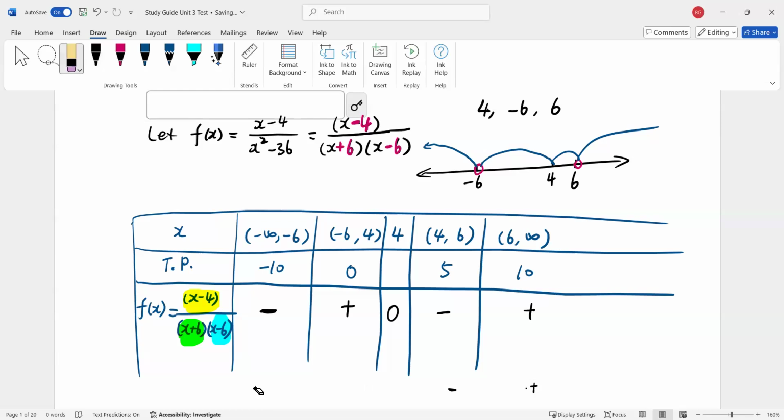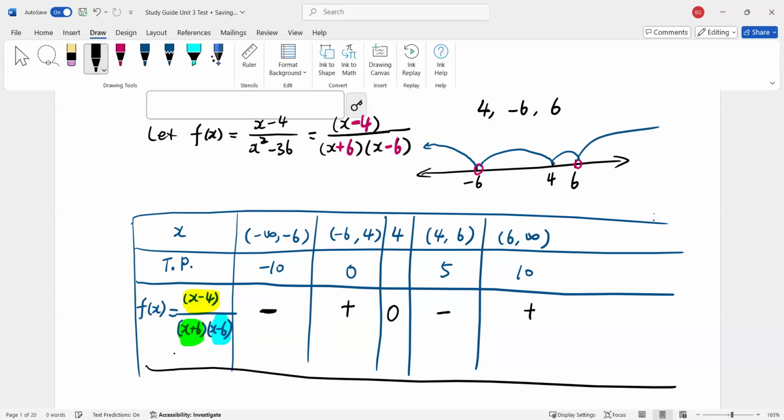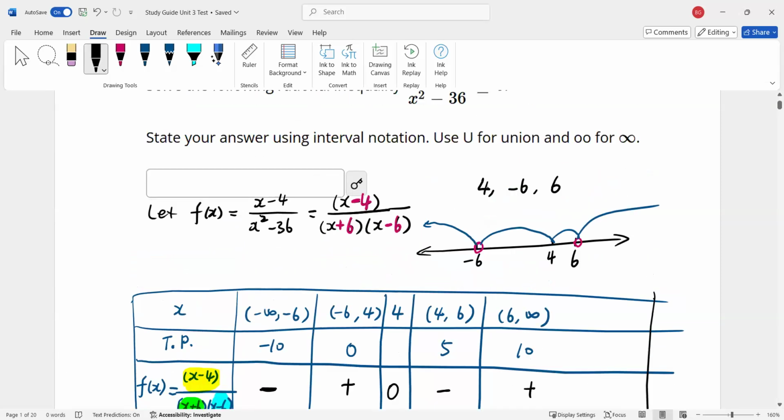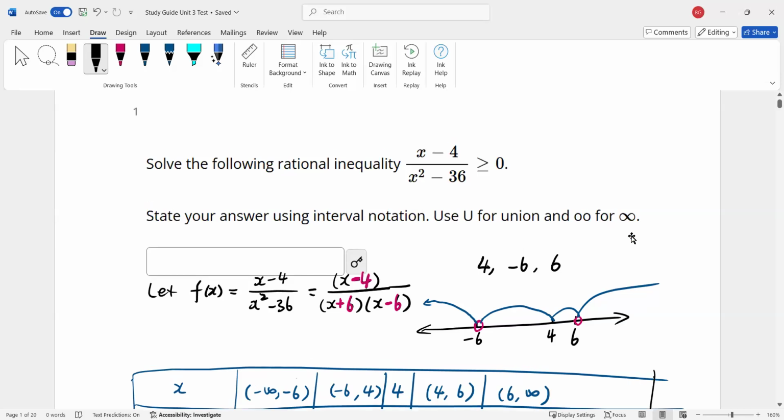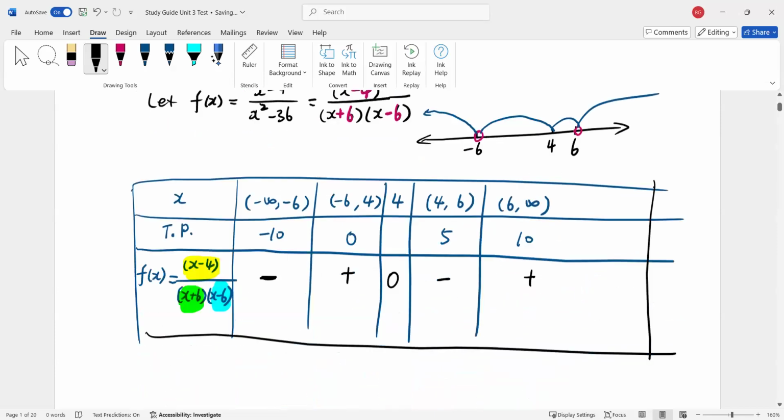Now let's go back to the question. What was our goal? Our goal is to find the interval in which function f is bigger than or equal to 0. So we are solving f of x bigger than or equal to 0. Bigger than 0 means positive. Or equal to 0. So we are going to find the intervals or points where the function is positive or 0. Here is 0. Positive or 0. So let's see the last row.